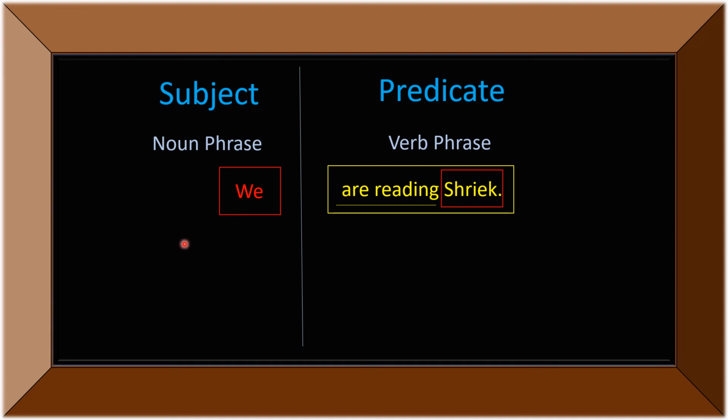We are reading Shrek. We is a personal pronoun in the subjective case. Are reading Shrek, verb phrase, predicate of the sentence. Are is a helping verb, primary auxiliary verb. Reading is a verb, dynamic verb, extensive verb, transitive verb. This is also present participle. Now, Shrek is the direct object, noun, concrete noun, countable noun, singular noun, and a proper noun. The sentence is a declarative sentence, so it's going to end with a period.